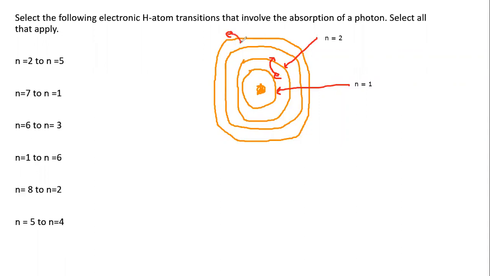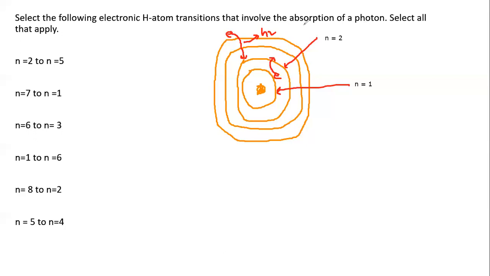Now, if we had an electron on the 4th energy level, and it wants to relax back down to, say, the 2nd energy level, here it releases a photon of energy. So to go down, you release energy. To go up, you absorb energy in the form of a photon. So here it asks which one of these electronic transitions is the absorption of a photon.